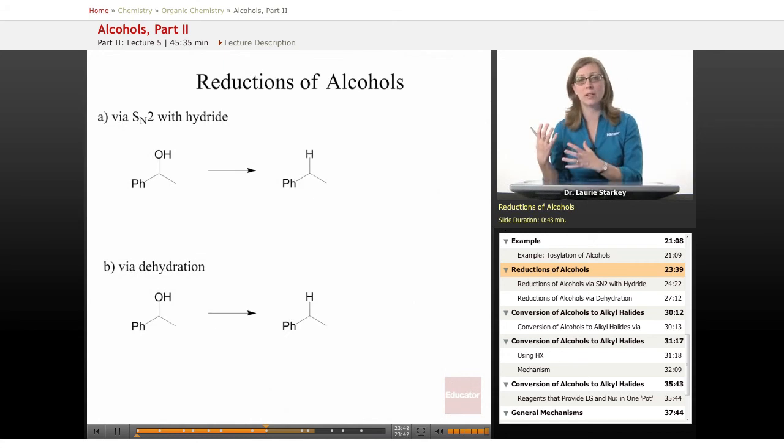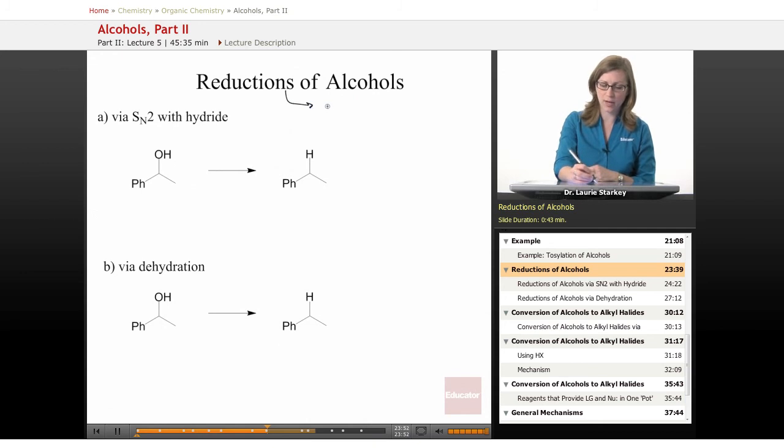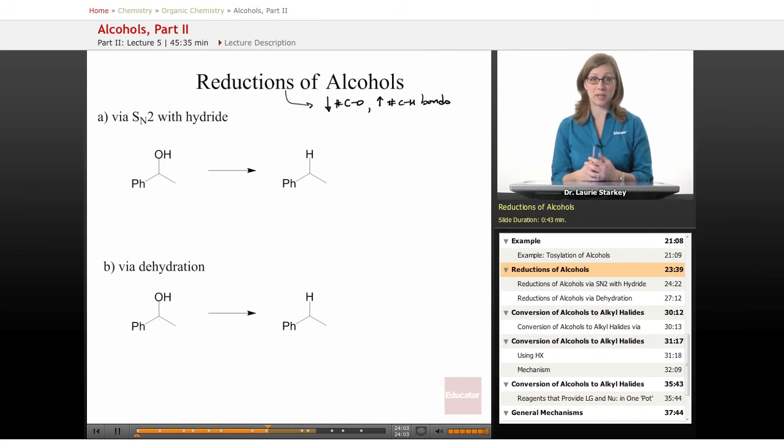Okay, we've already talked about oxidations of alcohols: how can we increase the number of CO bonds? We can also do reductions of alcohols. A reduction means we're going to decrease the number of CO bonds while increasing the number of CH bonds. That's the opposite of an oxidation.